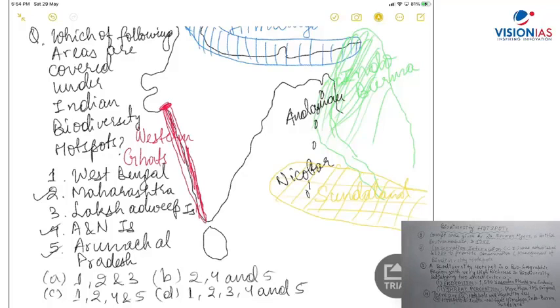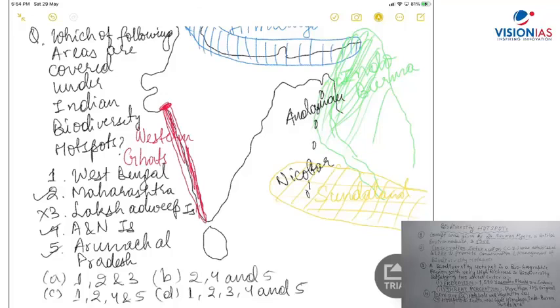But does Lakshadweep come there? Lakshadweep will not come there. Lakshadweep will not be the part of the hotspot. And West Bengal is not the part of Indo-Burma. Sikkim, you can take Sikkim area, then Arunachal Pradesh, you can take the part of Arunachal Pradesh is a part of the Indo-Burma. But West Bengal is not there.